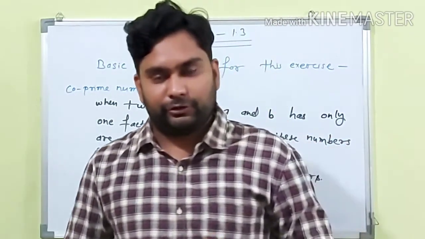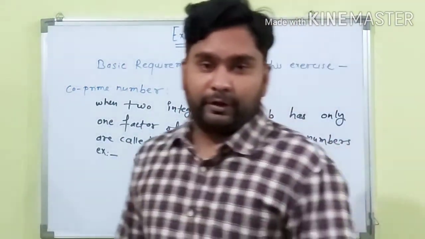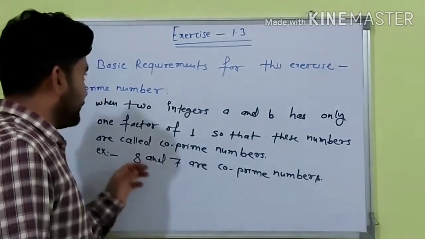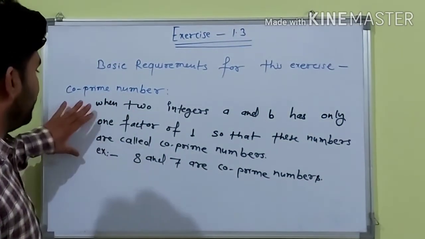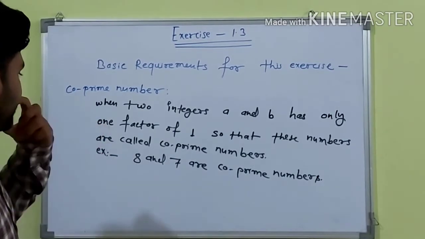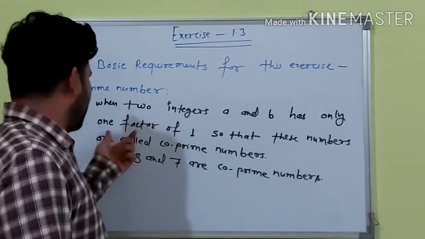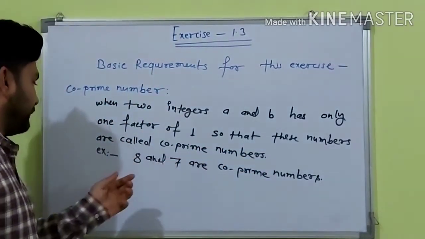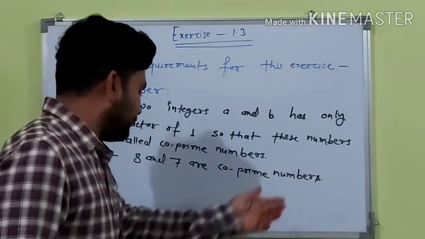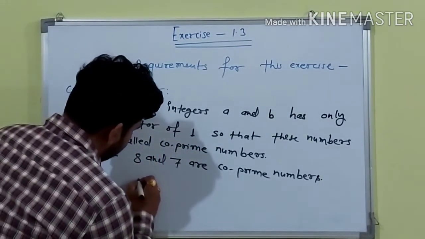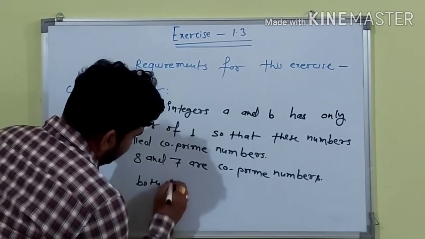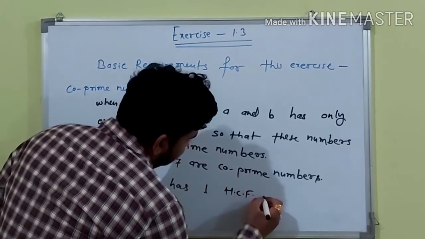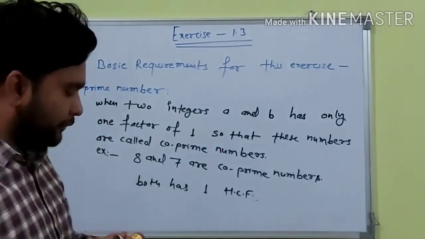Today I will teach you exercise 1.3 of class 10 CBSE NCERT. The first basic requirement for this exercise is: what are co-prime numbers? Co-prime numbers are two integers a and b that have only one common factor, 1, so these numbers are called co-prime numbers. Example: 8 and 7 are co-prime numbers because both have only one HCF. Therefore, these are called co-prime numbers.